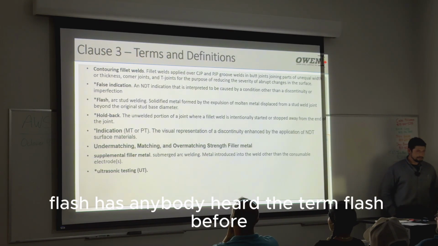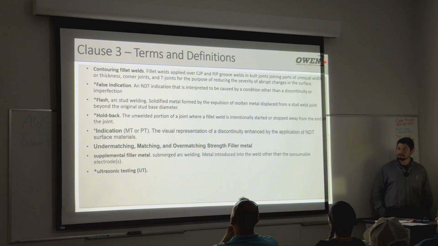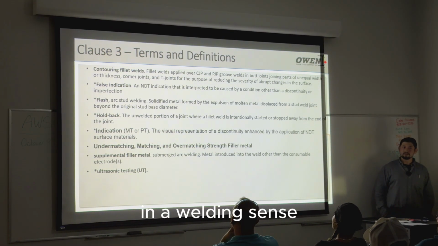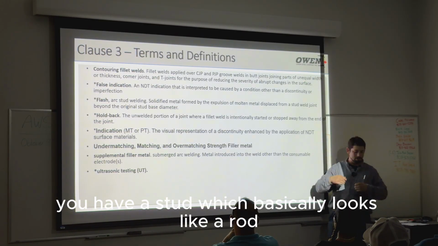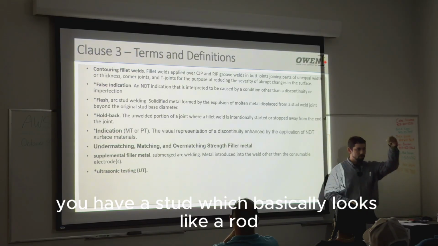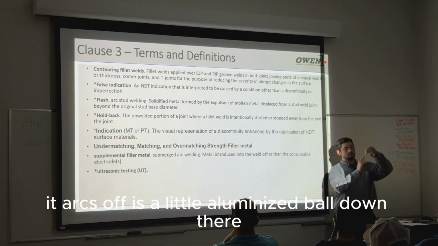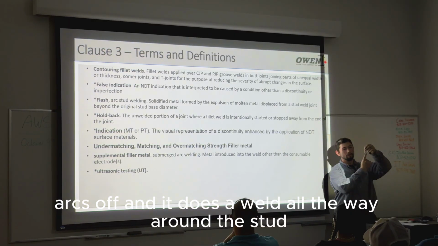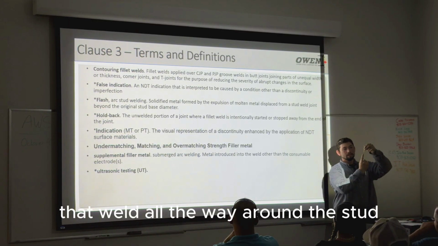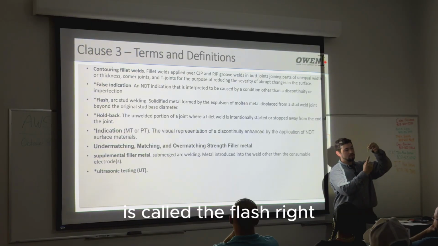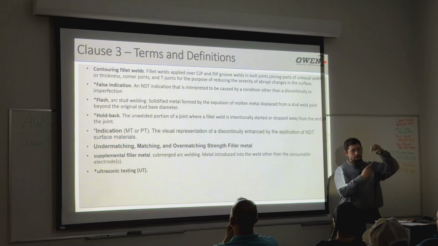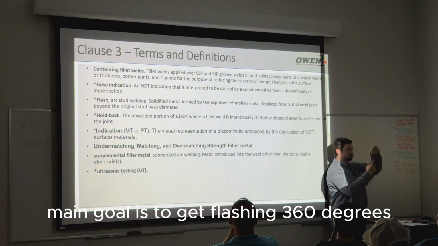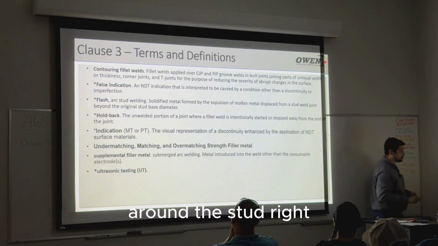Flash. Has anybody heard the term flash before in a welding sense? It's generally related to stud welding. Whenever you use a stud gun, you have a stud, which basically looks like a rod. You place it on the metal. It arcs off. There's a little aluminized ball down there. It arcs off and does a weld all the way around the stud. That weld all the way around the stud is called the flash, or flashing. The main goal is to get flashing 360 degrees around the stud, right?